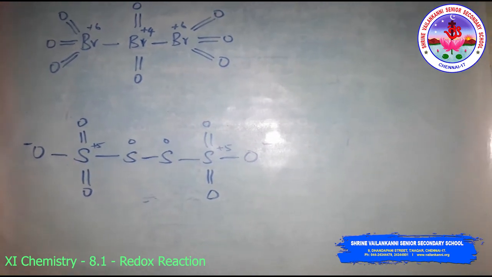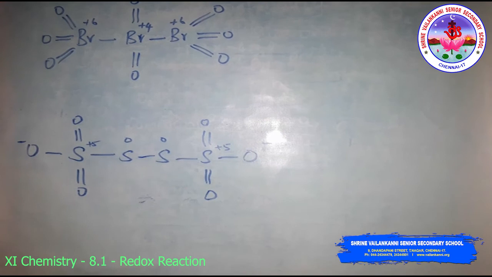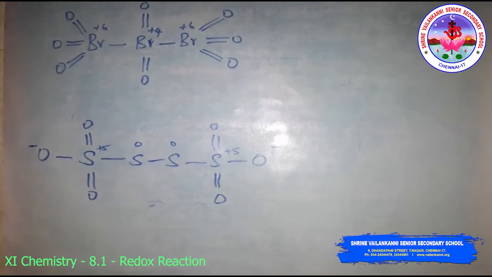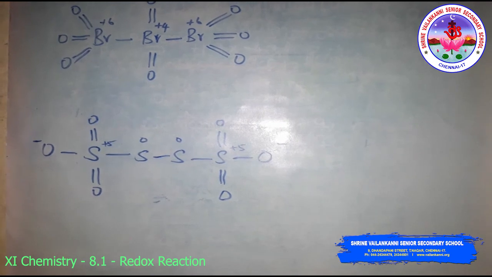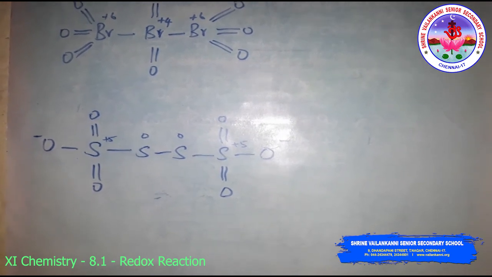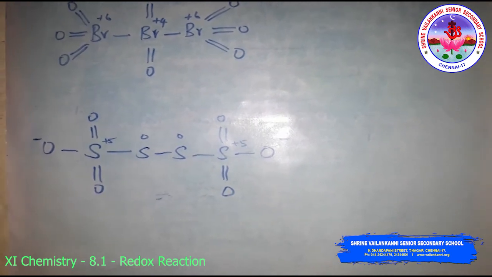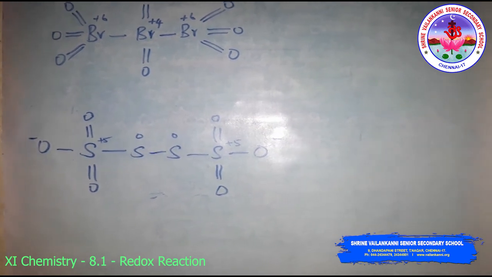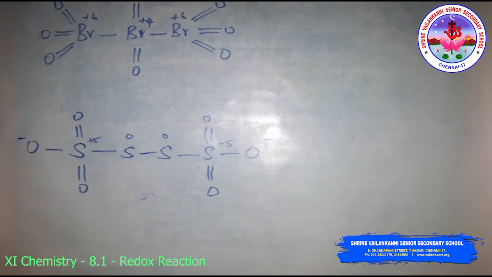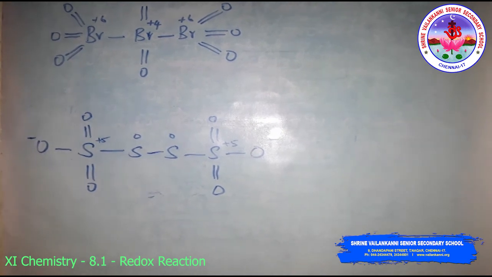So these reagents are also called oxidants. Then the reducing agent is one which lowers the oxidation number of an element in a given substance, and these are also called reductants. And a redox reaction is a reaction which involves change in oxidation number of the interacting species.